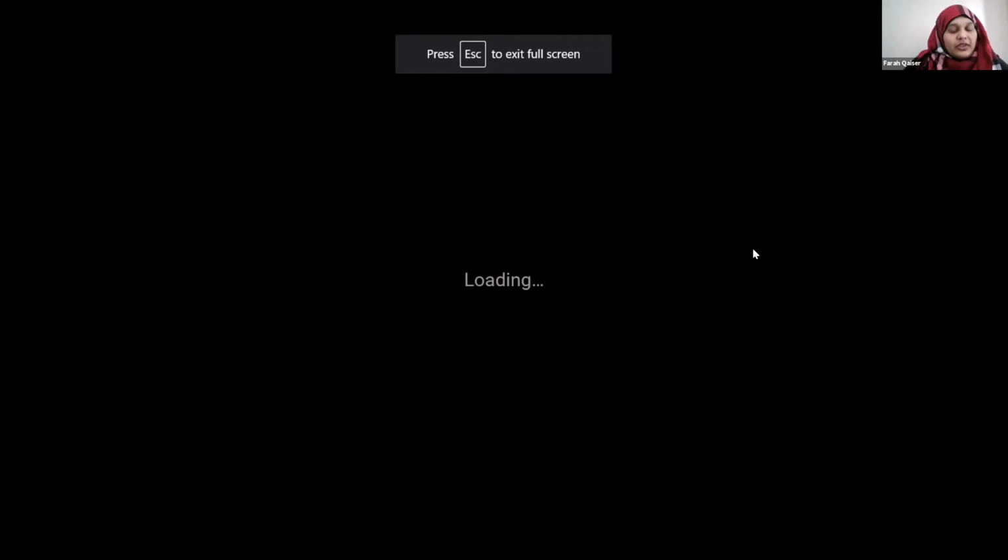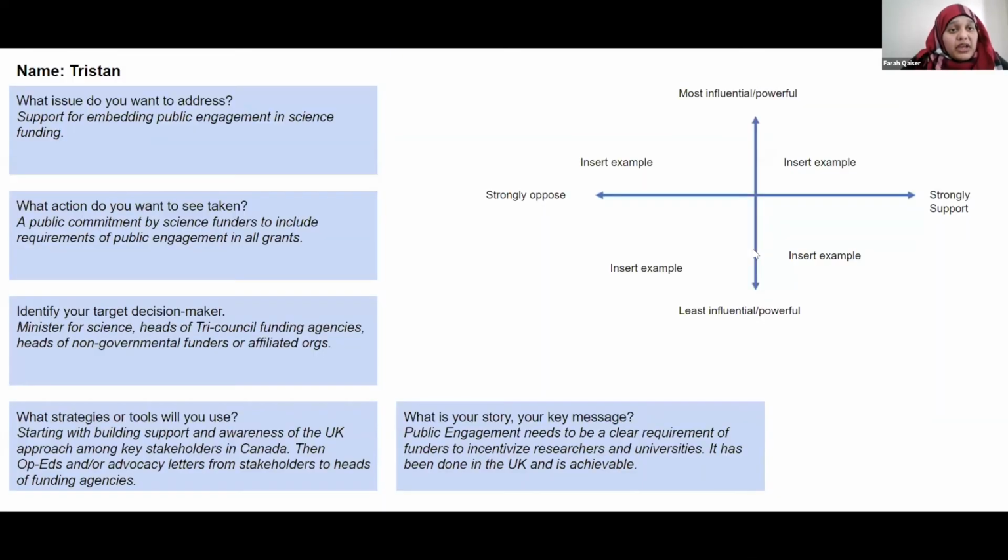So the issue that this person wants to address is support for embedding public engagement in science funding. The action that you want to see taken is a public commitment by science funders to include requirements of public engagement in all grants, so clear action. Who is your decision maker?